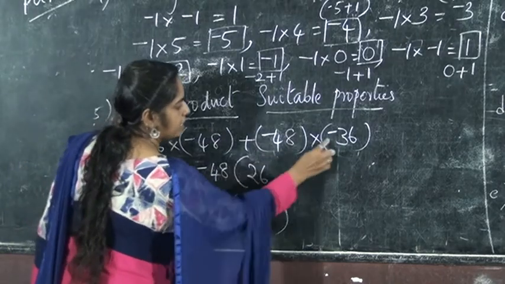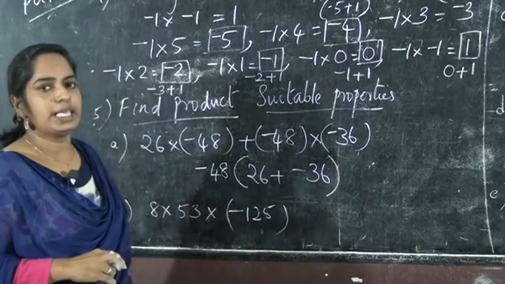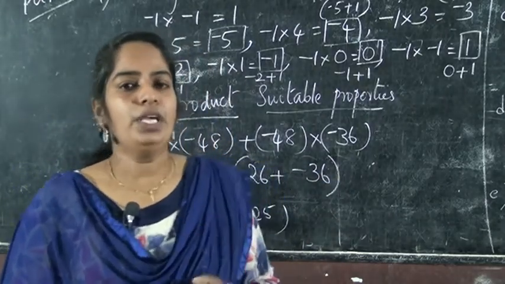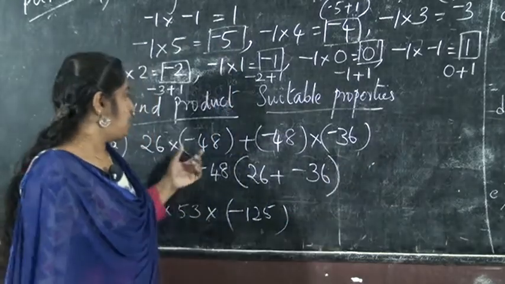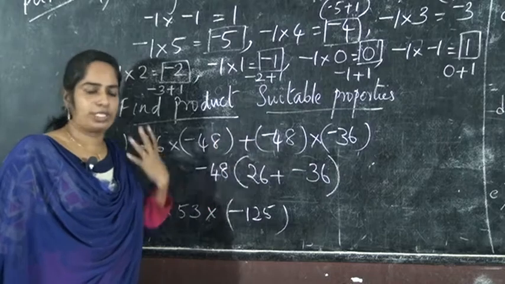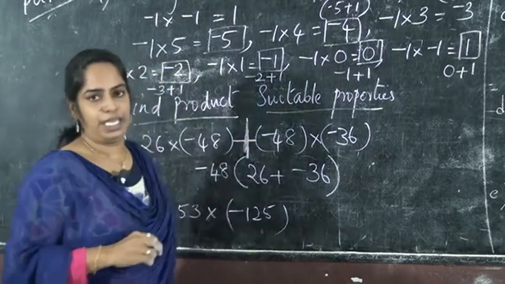26 plus minus 36. Isn't it, children? You all understand this? Here when we are looking, we know that 48 is common for both. So we can take out 48 outside. Here there is addition, that is joining.